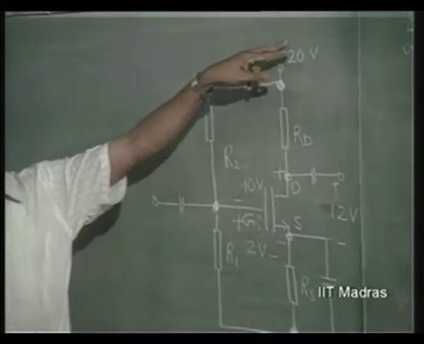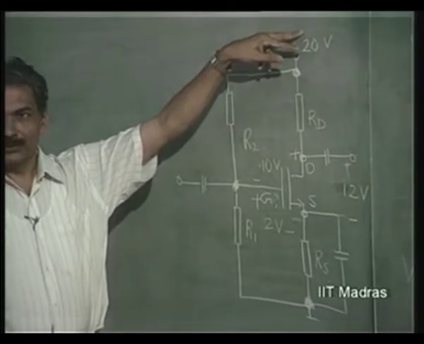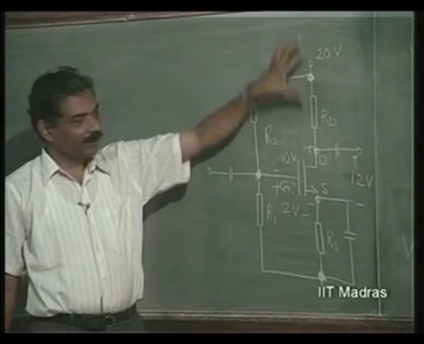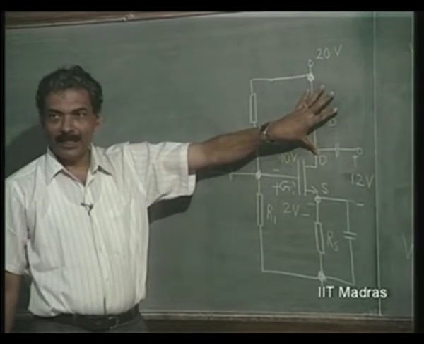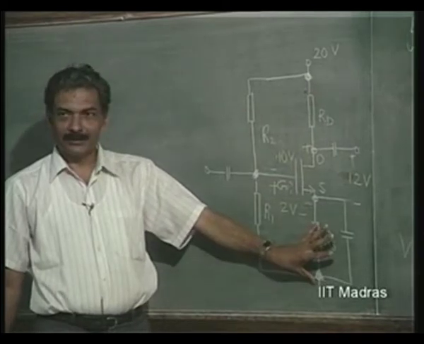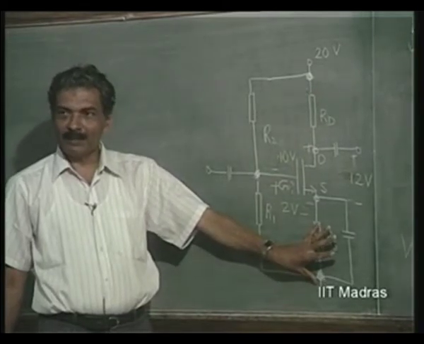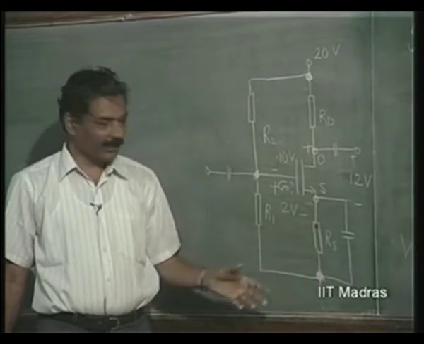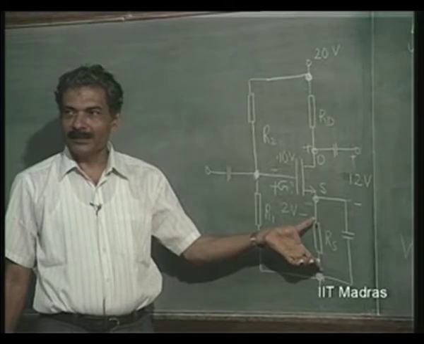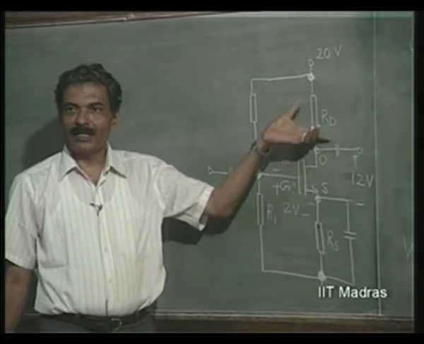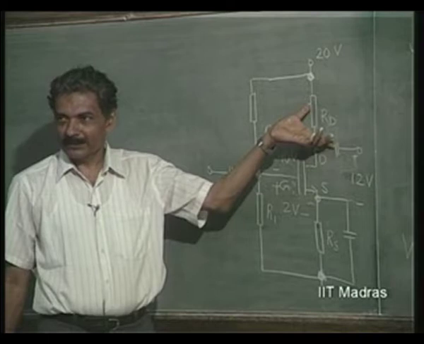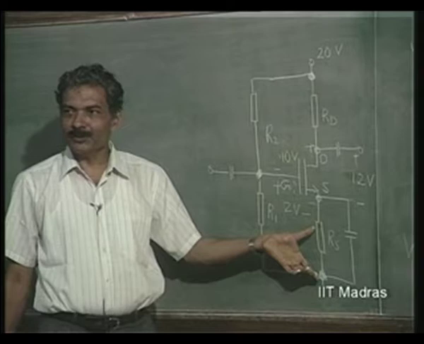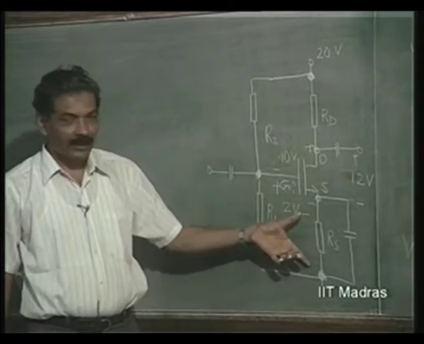Out of 20 volts, you have only 8 volts left for a drop across RD and a drop across RS, which is going to be 1 milliampere into RD plus RS. So if your intention is to make RS high, you have to make RD low. Please remember this. You cannot therefore make RS as high as you please. There is a restriction on this.